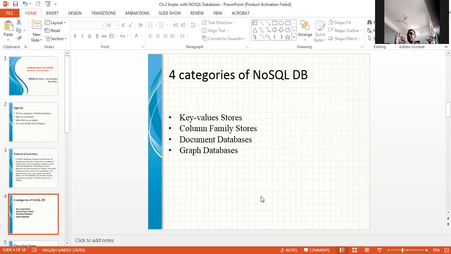Which are they? Generally four categories of NoSQL database have been made. There are the key value store, column family store, document database and graph database. These four categories have their own names. That is the key value store, Riak. Riak is the pronunciation. We have to say it in detail.